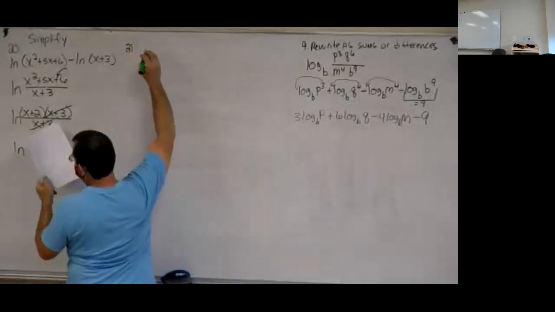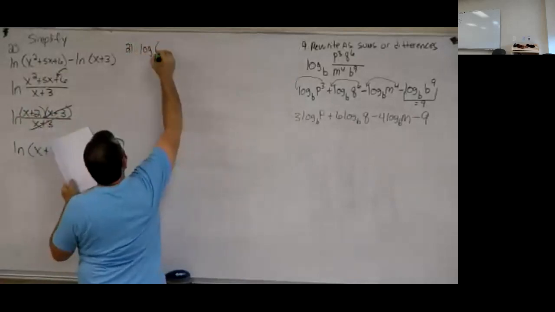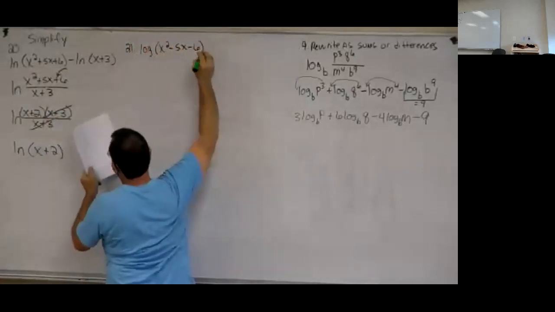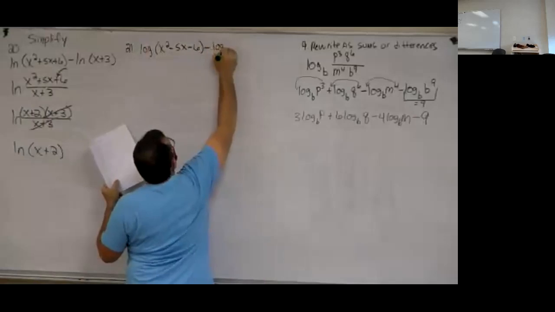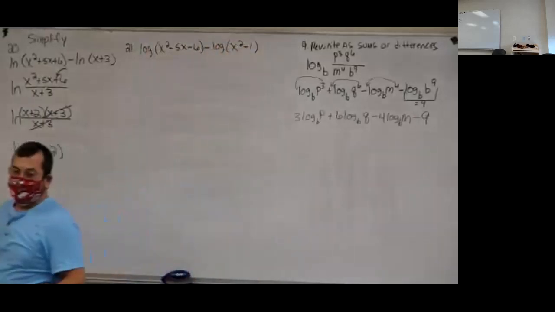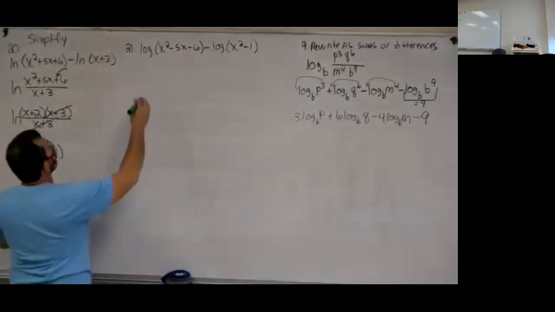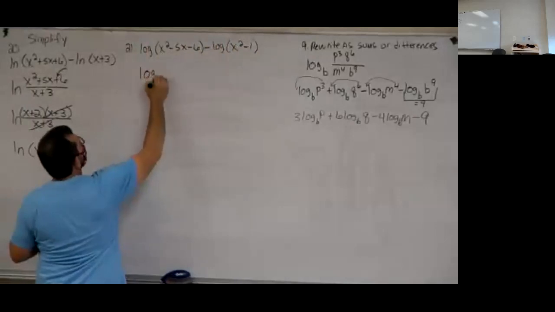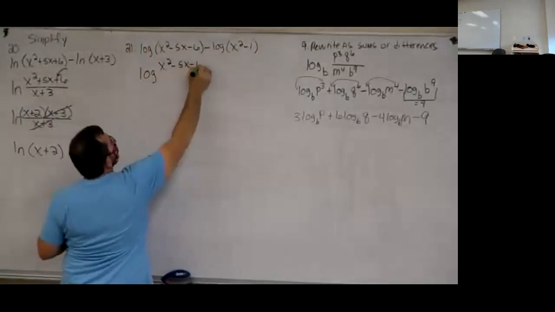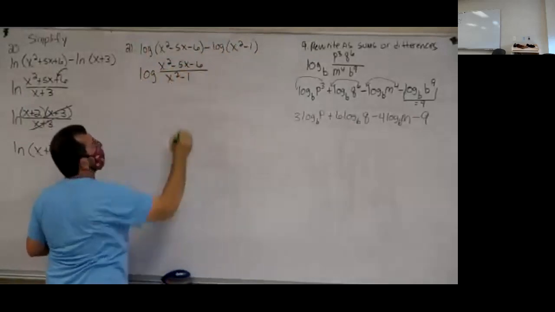So I'm still simplifying. This time it's a log. Log of x squared minus 5x minus 6 minus log of x squared minus 1. So they're being subtracted, so it's going to look like a fraction again. Log of x squared minus 5x minus 6 over x squared minus 1.